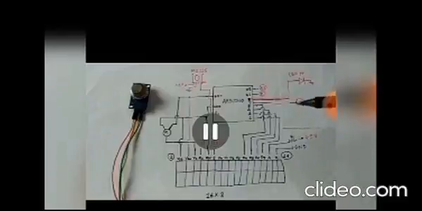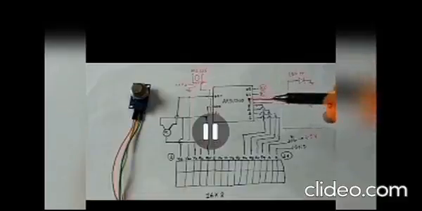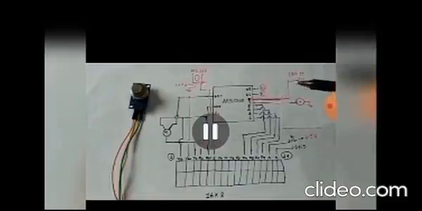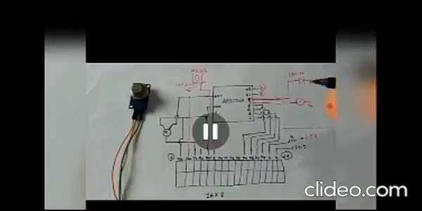Similarly, at pin number 9 I have connected this LED. Again, when the air quality is above the threshold level, this LED turns on and it will be blinking. And now let us start the interfacing.